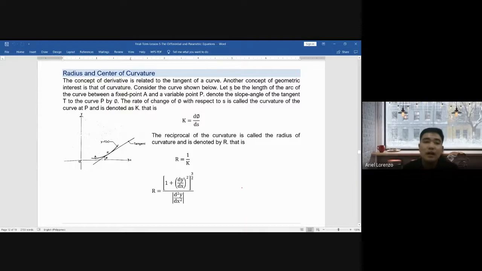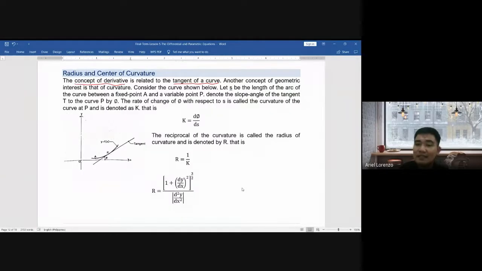Okay? So, the concept of derivative is related to the tangent of the curve. Di ba? Yun naman talaga ang application natin, class, that the derivative is solving for the slope of the tangent of a curve, to a given curve. Tama? So, given a function or given a curve, ang application ng derivative is that we solve for the slope of the tangent of that curve. So, it is related to the tangent of a curve. That is the concept of a derivative.